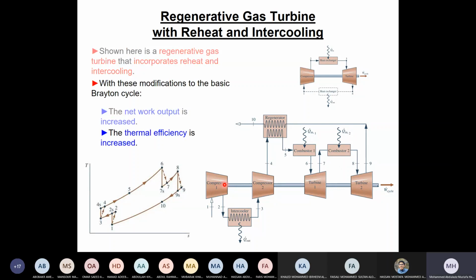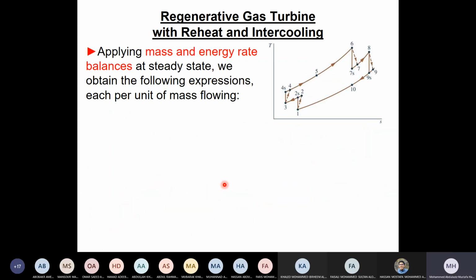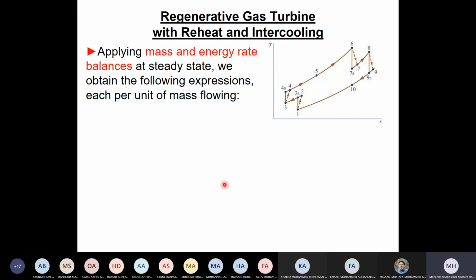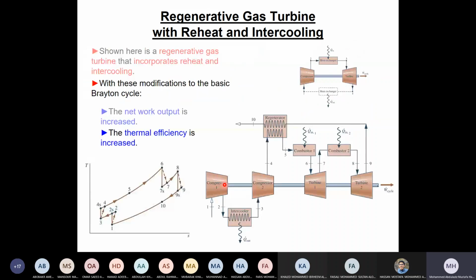And that's it for this cycle. I want to see now how we calculate for this cycle. Before I go here, let me start thinking with you. How do you calculate the output of this cycle? What we need to do is find all the temperatures: 1, 2, 3, 4, 5, 6, 7, 8, and 9. So these are all the temperatures that we are looking for here.